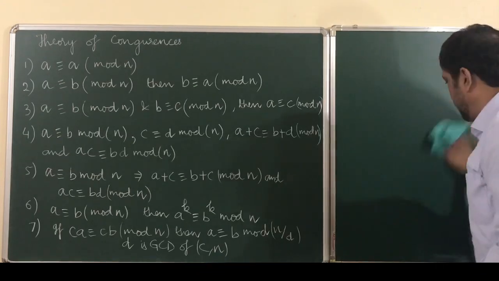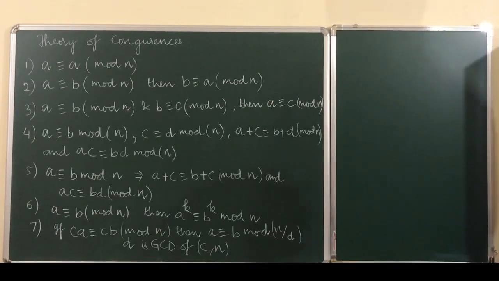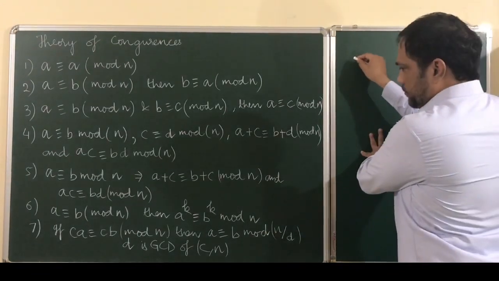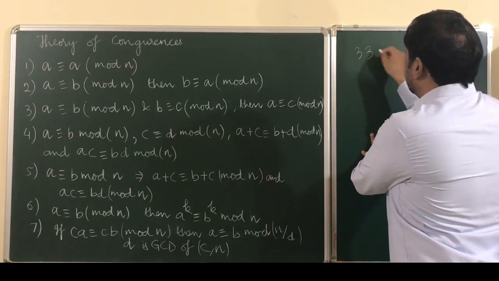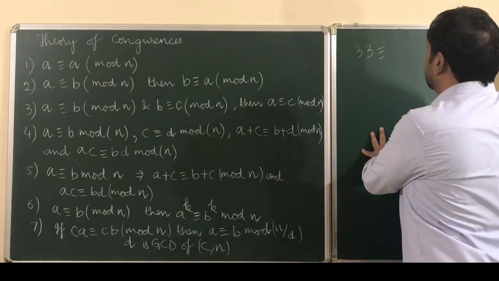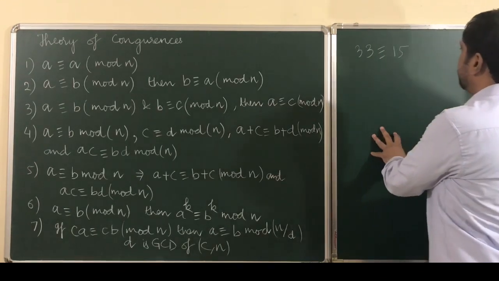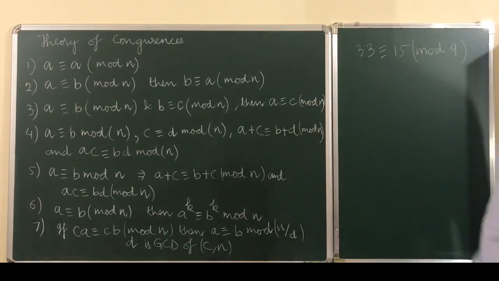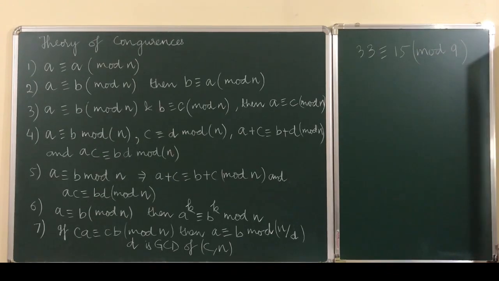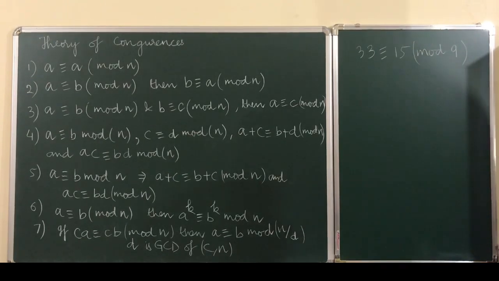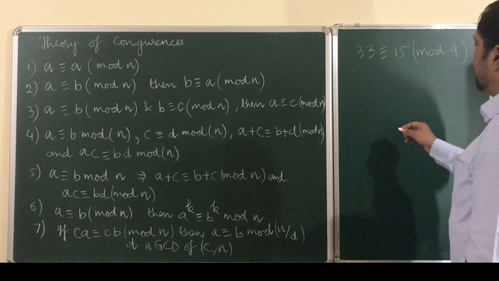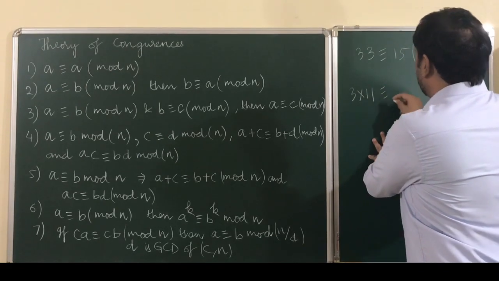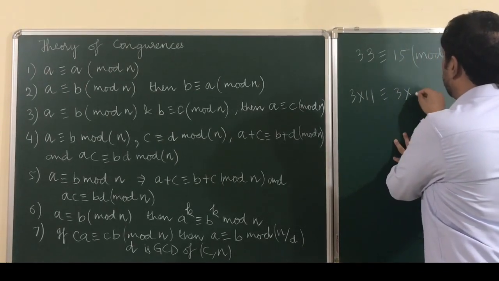One more example I'll take for this one. Let's say 33 is congruent to 15 modulo 9. When 33 is divided by 9, you understand that you'll get remainder 15 there. Further, what we can do is write 33 as 3 into 11, congruent to 3 into 5 modulo 9.